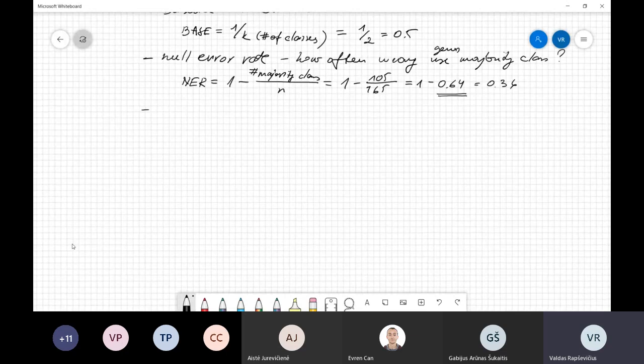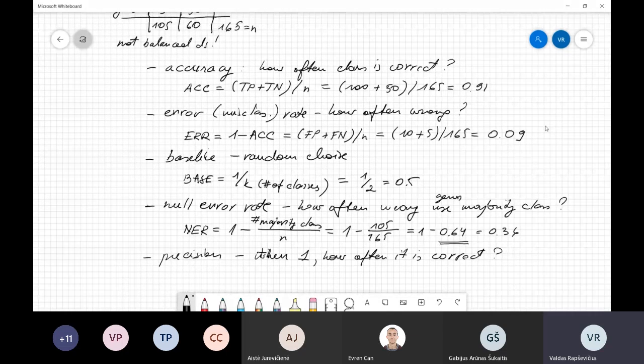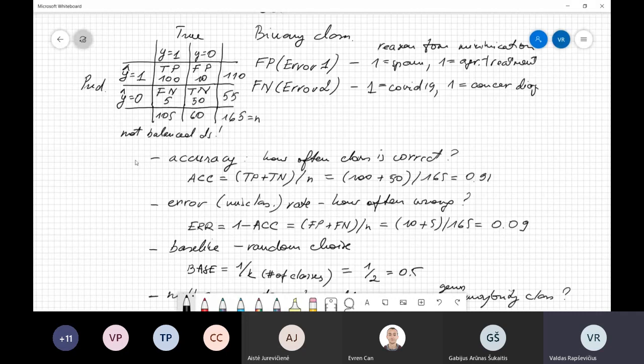All right, so let's start with precision. Precision is a metric which can be expressed like this. When we guess that we have 1, how often is it correct? So when we guess that we have 1 in this metric, how often is it correct?